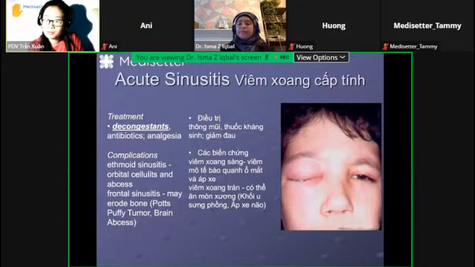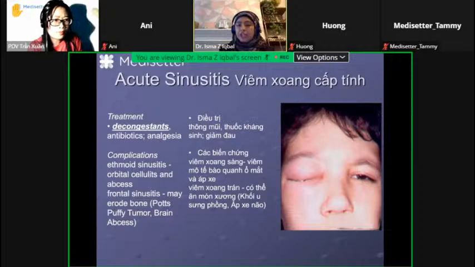The first way to treat this is to give some nasal decongestants, as well as some nasal steroids and intravenous antibiotics.